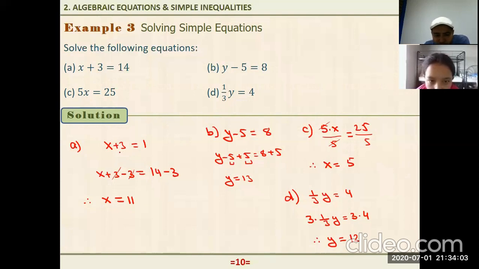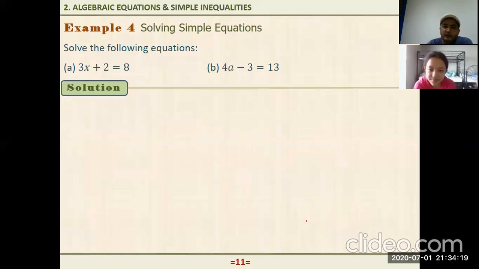So we are just doing the opposite operation. As you see here, if something is added, I'm subtracting. If something is subtracted, I'm adding here. If something is multiplied, I'm dividing here. If something is divided, I'm multiplying here. Right? Yeah, I see. Good.